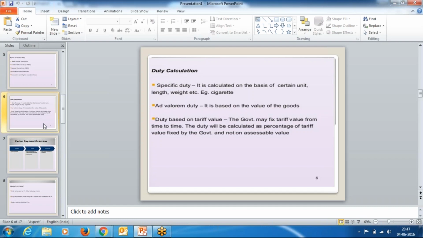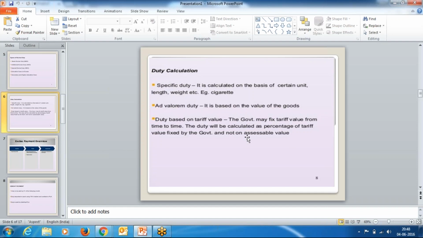Then there is duty based on tariff value. As I said, they define one tariff code, which is your chapter ID, and they assign a duty for that particular tariff code, and commonly it is in terms of a ratio, I mean a percentage of your basic. What is that assessable value?